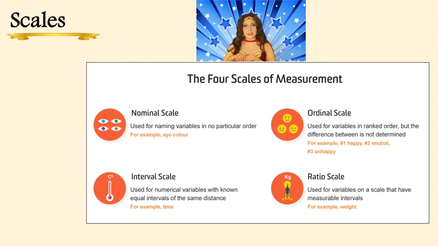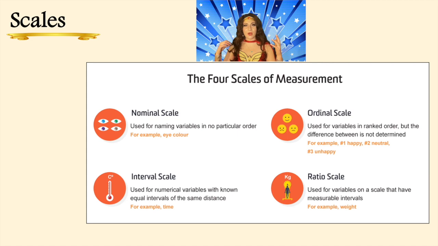The second type of scale we have is an ordinal scale. And if you think about the word ordinal, it sounds like the word order, right? So the ordinal scale is used for variables to put them or rank them in a particular order. For example, first place, second place, third place. Number 1 can be happy, number 2 can be neutral, number 3 could mean unhappy.